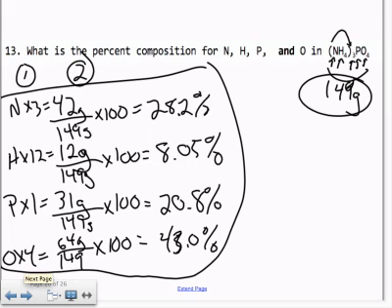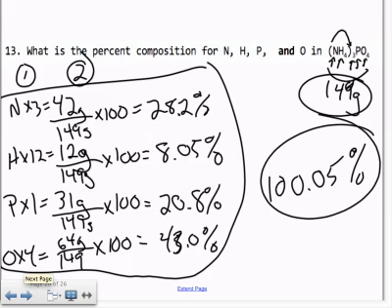Always want to just double check, make sure those add up to 100. In this case, they add up to 100.05%. So that is close enough to 100 that we're going to say we got that right.